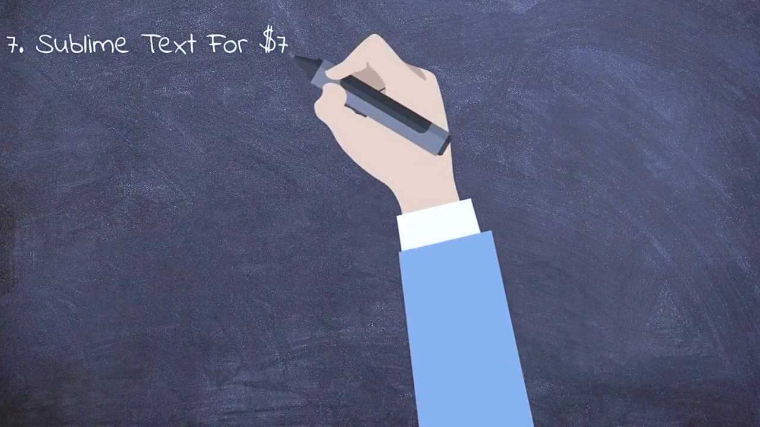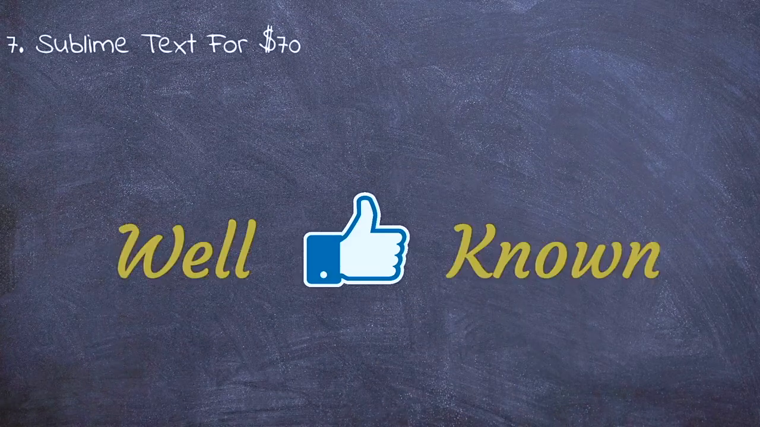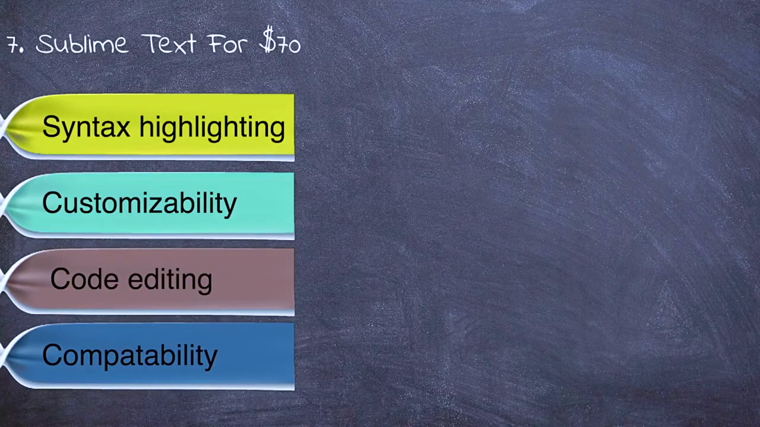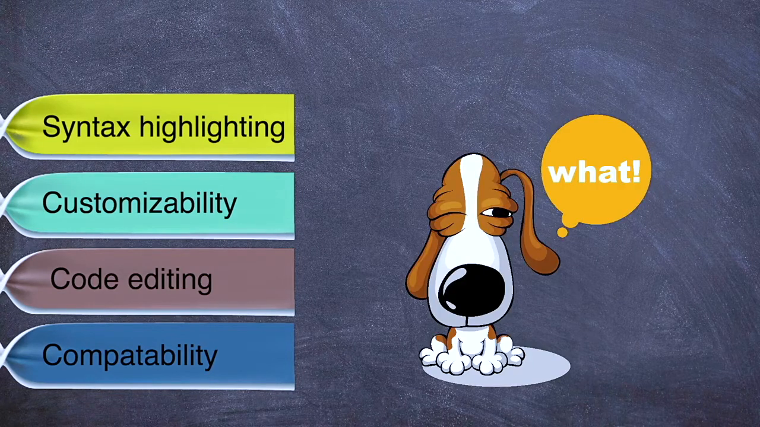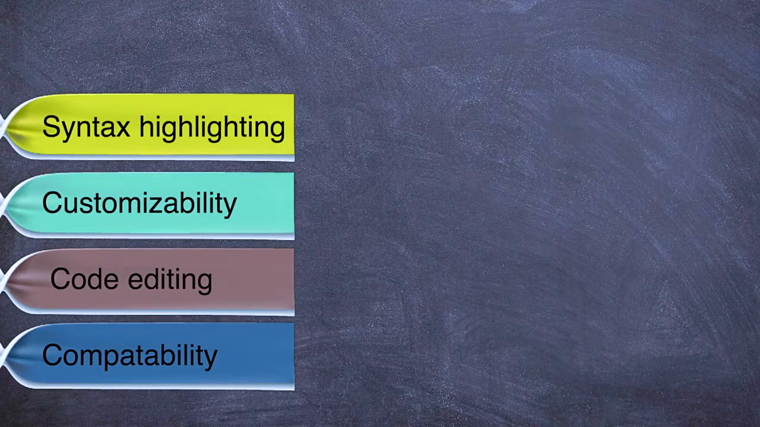7. Sublime Text for $70. The Sublime Text Editor is likely the most well-known simple text editor for Macs. Similar to Notepad++, Sublime Text also offers syntax highlighting, a lot of customizability in the interface, and many fantastic features to be used for editing code.